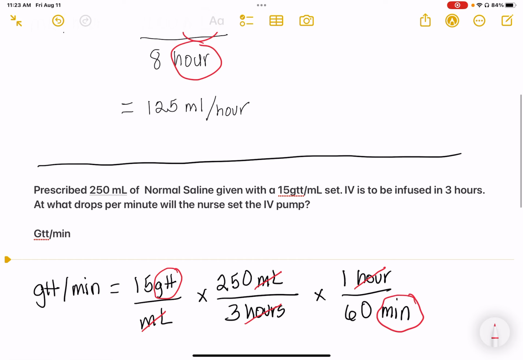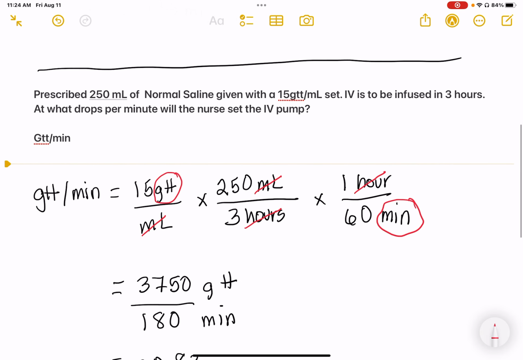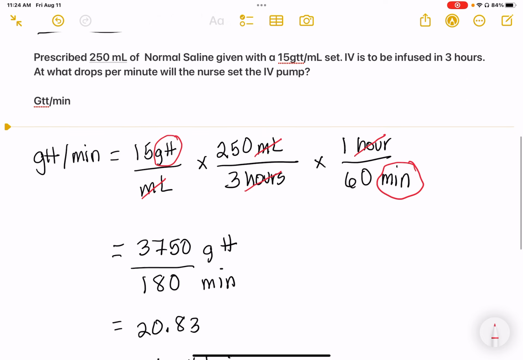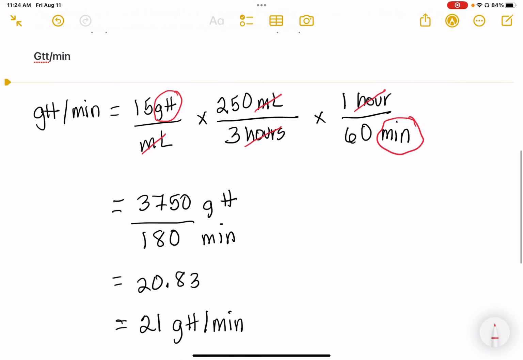So then you'll simply do this math. You get 3,750 drops over 180 minutes. You reduce that down to 20.83 drops per minute. And we're going to round up in an IV problem or round down according to what we have. We're going to round to a whole number, which 20.83 would round to 21 drops per minute. And that is how you do the drops per minute problems.